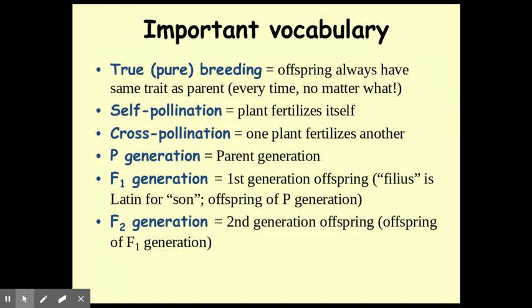Some of the vocabulary that you're going to need to know for this unit is pure breeding, which is where the offspring always have the same trait as the parents every time, no matter what. Self-pollination, which means the plant fertilizes itself. Cross-pollination, where you take the pollen from one plant and you fertilize another plant. Your P generation, which is your parent generation. Your F1 generation, which is your first generation of offspring, basically mating and seeing what the results are from that cross. And your F2 generation is your second generation of offspring, which you get from two of your F1 generation being crossed.